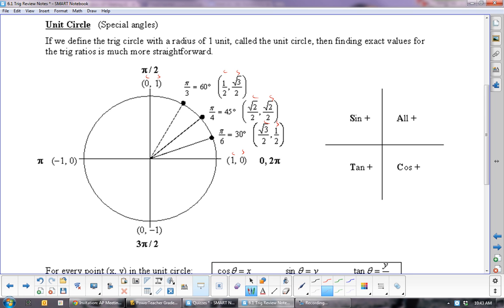If I asked you for tan pi over 6, that is sine divided by cos. Now you can work that out every time, or you could just learn that it's root 3 over 3. For 45 degrees or pi over 4, we would expect tan to equal 1 because root 2 over 2 divided by root 2 over 2. And then tan here is root 3. At 0 degrees, since it is 0 divided by 1, tan would equal 0. And at 90 degrees or pi over 2, that would be 1 divided by 0. So tan would be undefined here.